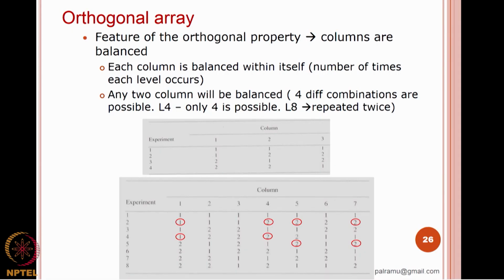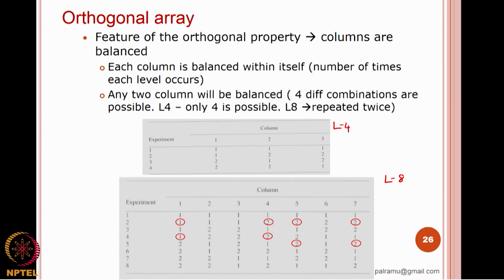This is a very bleak explanation of how an orthogonal array works, but we will go over some properties of an orthogonal array. For instance, this is an L4 and this is an L8. What is the meaning? There will be 4 experiments, there will be 8 experiments.